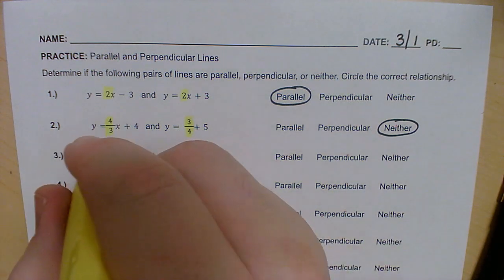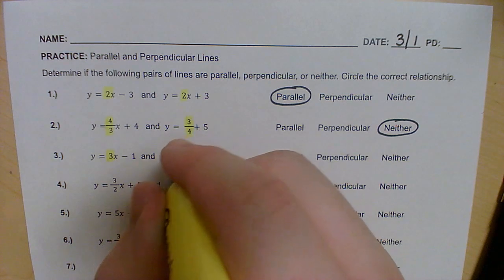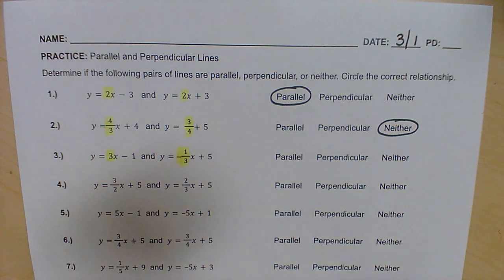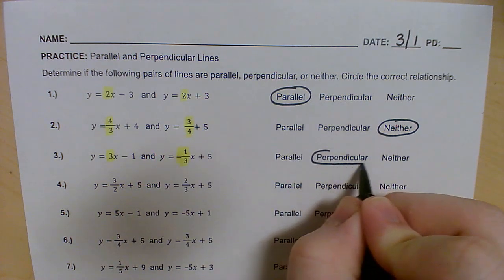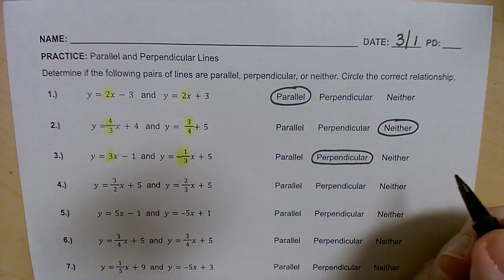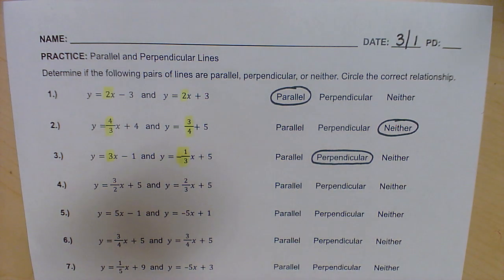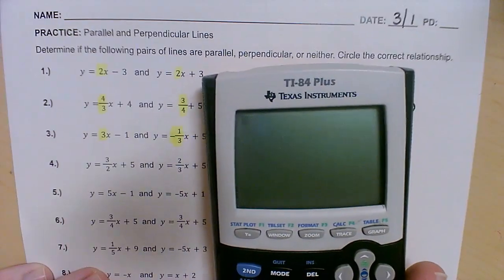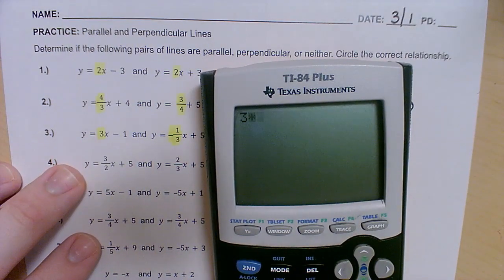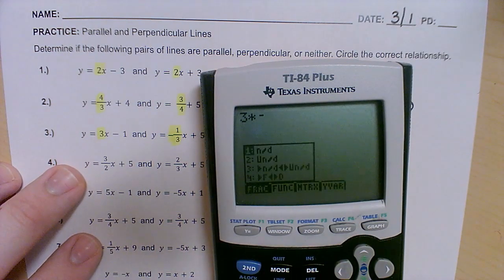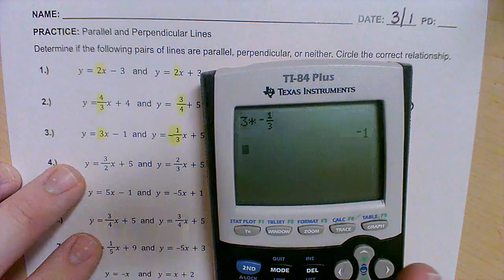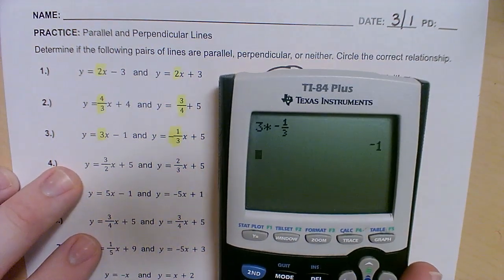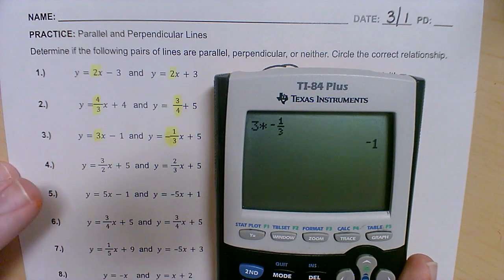Number 3, we have a slope of 3 and a slope of -1/3. That is perpendicular. Another way to check and see, hey, are these guys perpendicular, is if you multiply the two slopes together. 3 times -1/3. The product of those two slopes is always going to come out to -1. So that's a good way to check and make sure, okay?